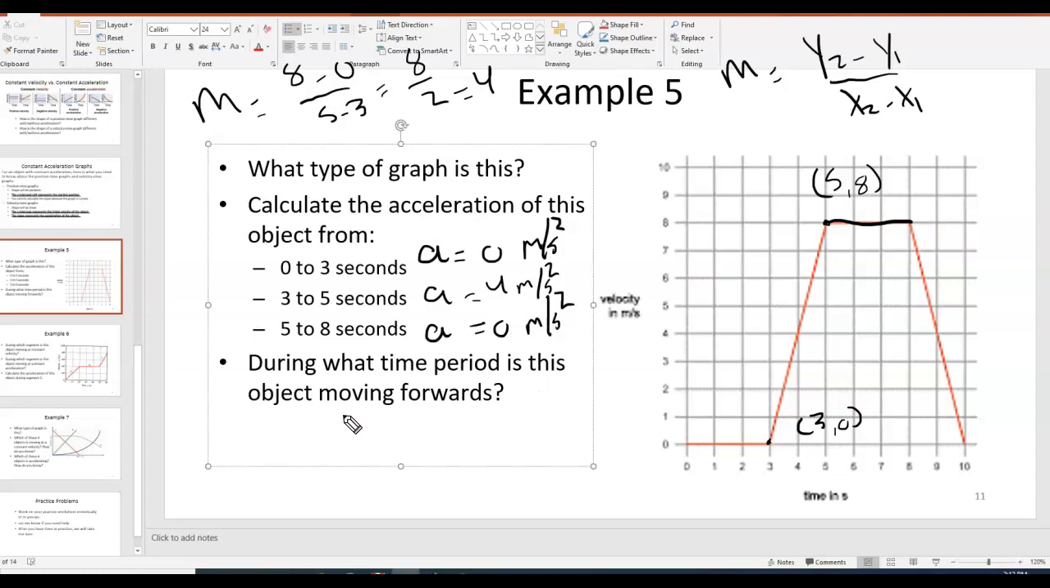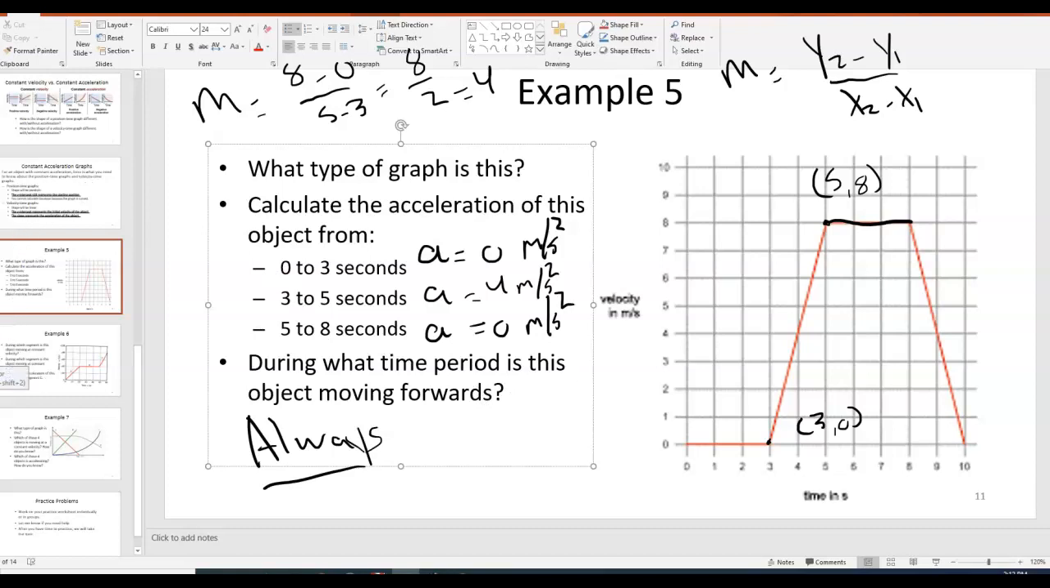And the last question just says, during what time period is this object moving forwards? To move forwards means your velocity has to be positive. So it's basically asking, when is the velocity positive? Well, if you look at this graph, the velocity is always positive. And so you would basically just say, always. Okay, don't get confused here. The velocity is decreasing here, but even though it's going down, the velocity is still a positive value. It's just getting smaller. Okay, but the velocity itself is still positive. So it's always moving forwards.